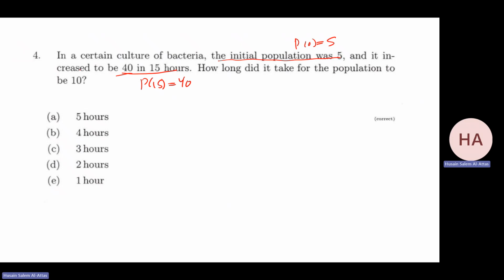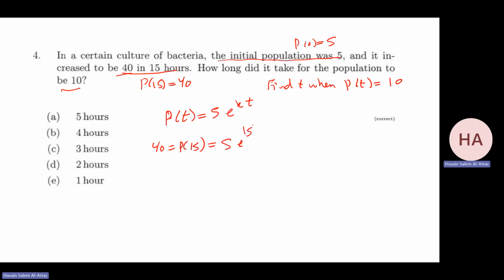How long did it take for the population to be 10? Find t when B at t equal 10. Yeah, do the calculation. I have B of t, B0, which is 5, e^(kt). B15, that will be 40, equal 5 e^(15k). I'm solving for k. Divide, that will be 8, equal e^(15k). So k is what? 1/15 ln 8.